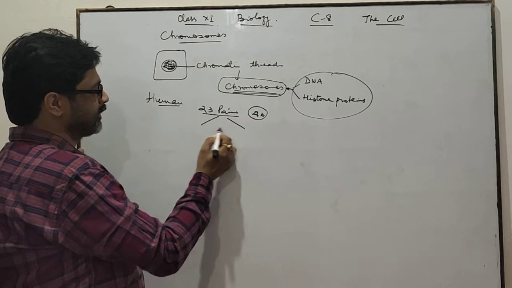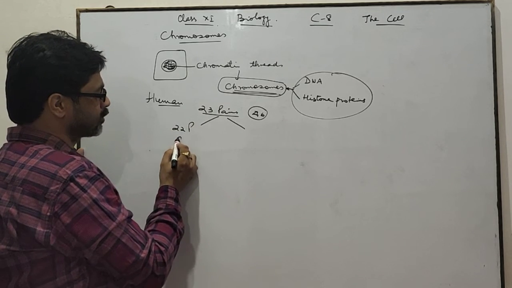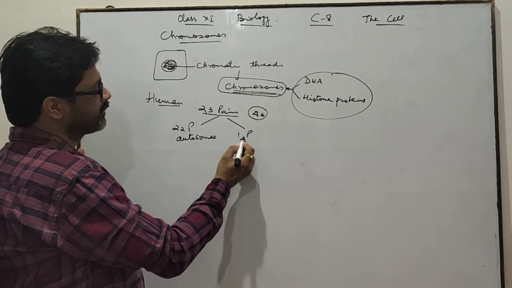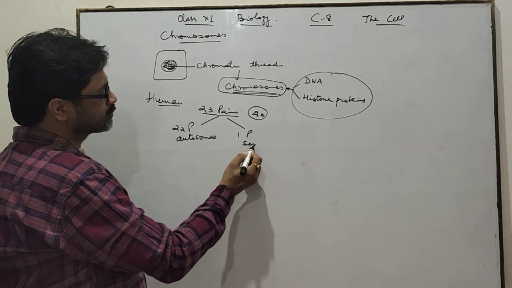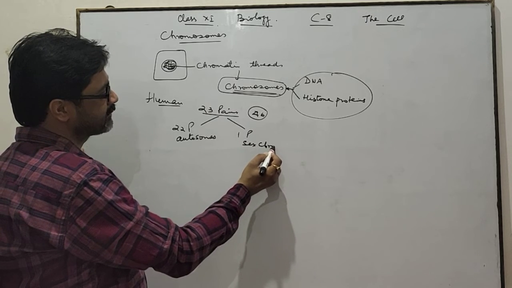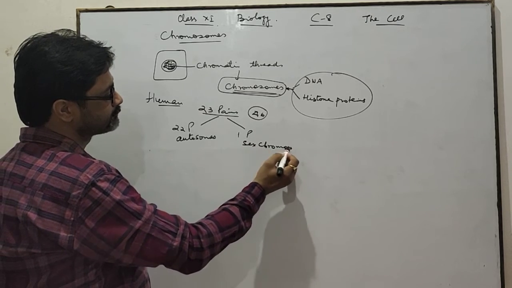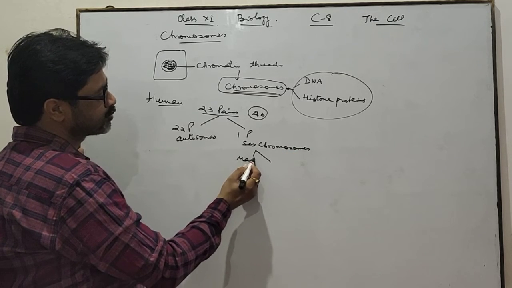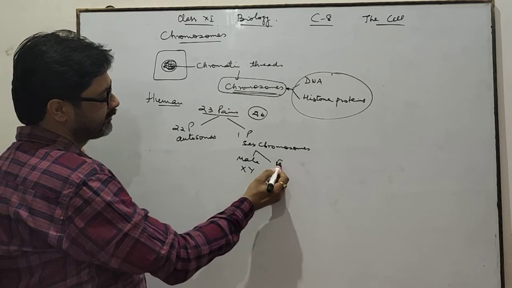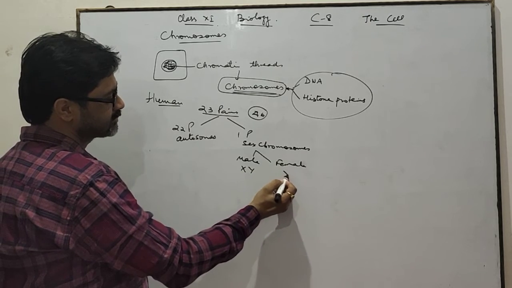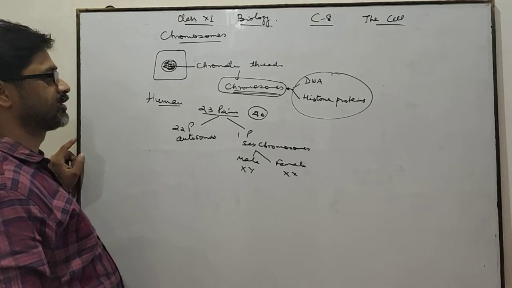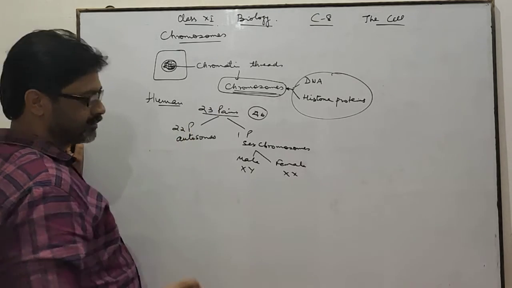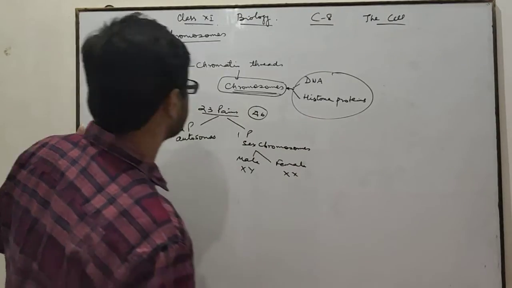Out of these 23 pairs, 22 pairs are called autosomes, whereas one pair is called sex chromosomes, or you can say heterosomes. In male, sex chromosomes are XY, whereas in females, sex chromosomes are XX. You know about this in detail. Here I am going to describe the structure of chromosome.